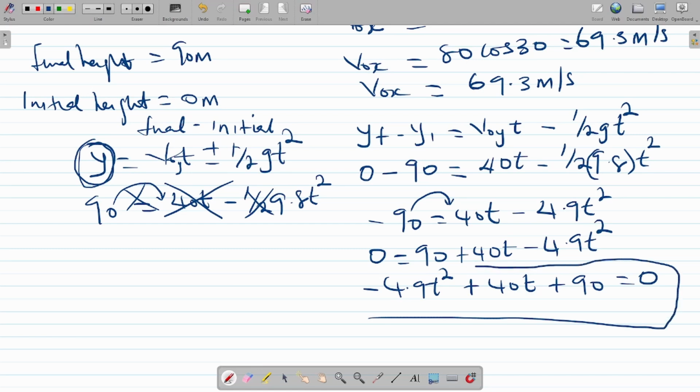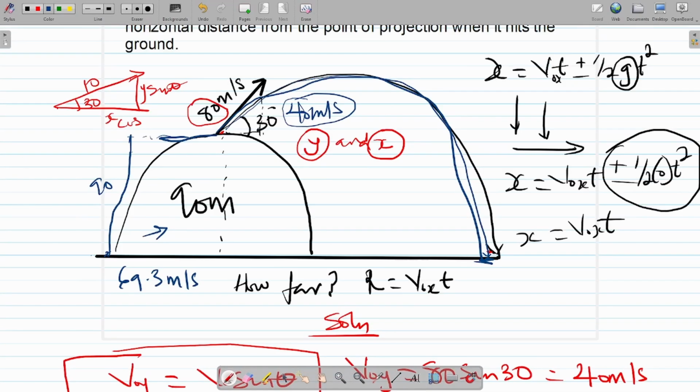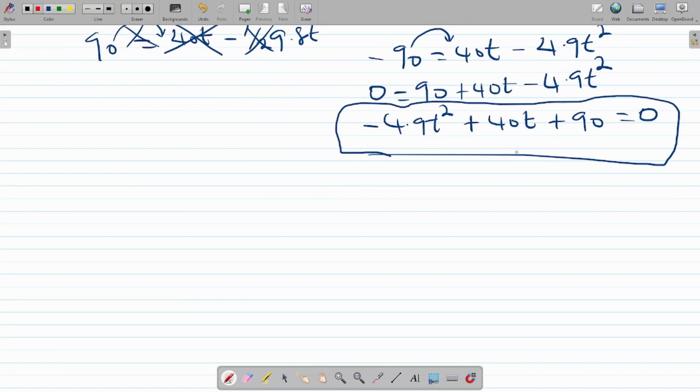And with this, we can solve for the time. Remember that the t in this equation represents time. So if you can solve this quadratic equation right here, we can find the time it takes to go from this point of projection to the plane of impact. And when we find that time, we simply plug it into the range formula. We put it here, multiply it by the initial velocity in the x direction, and then we can get the horizontal distance, which is the range. Okay, that's how to do it. All right, let's continue with our solution.